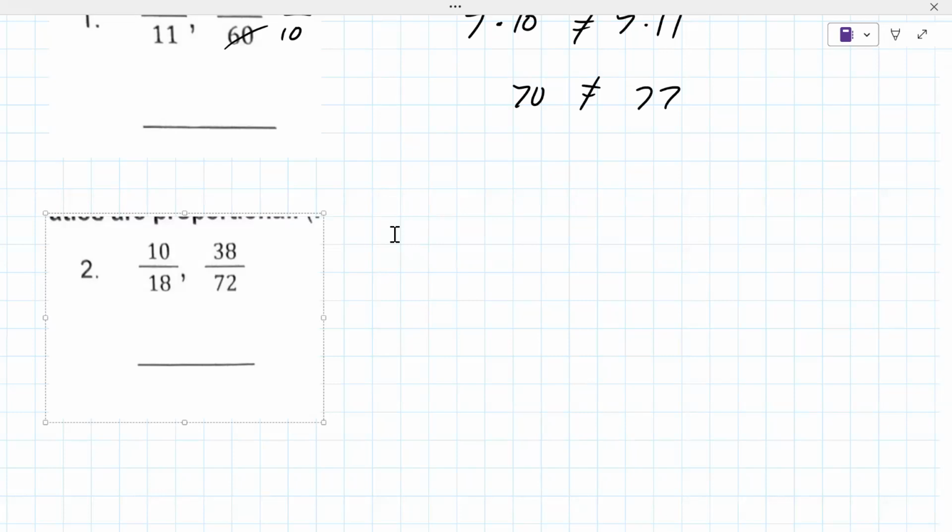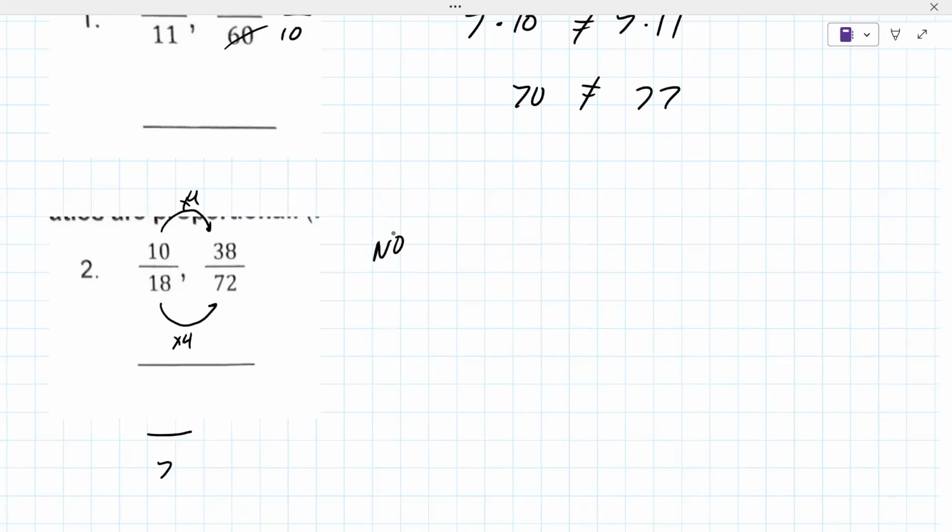So, no, they wouldn't. They would not. Now, here's what I noticed, and this is one of many tools in your toolbox here. If you multiply 18 by 4, you get 72. So 10 times 4, does that equal 38?